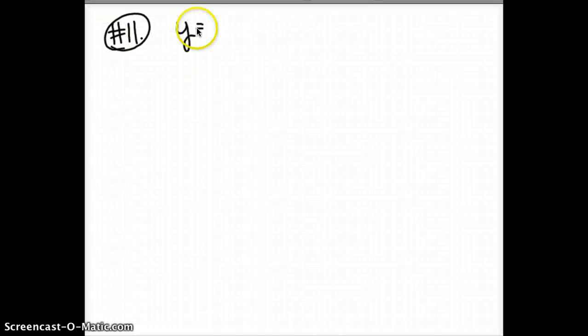This is number 11 for 2.6a. I'm just going to get you started here so you can see where to go with it. I'm not going to finish it for you, but I'm going to get it started. So on number 11, your function is y equals x squared plus 1, which is a parabola.